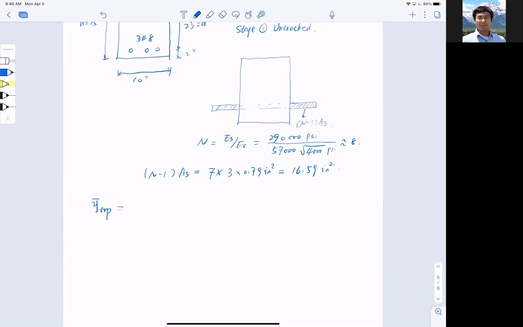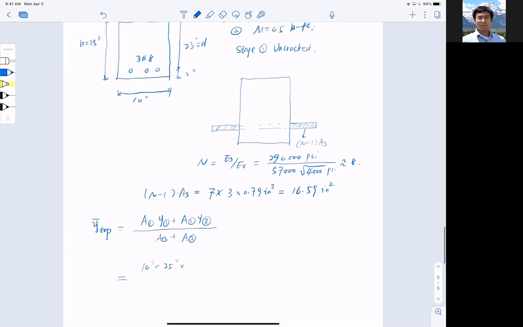I need to find y top, and remember it's equal to sigma. Well, let me use the simpler form: A1 y1 plus A2 y2, divided by A1 plus A2. All right, so put them in. A1 is B times H, which is B 10 inches, H 25 inches.